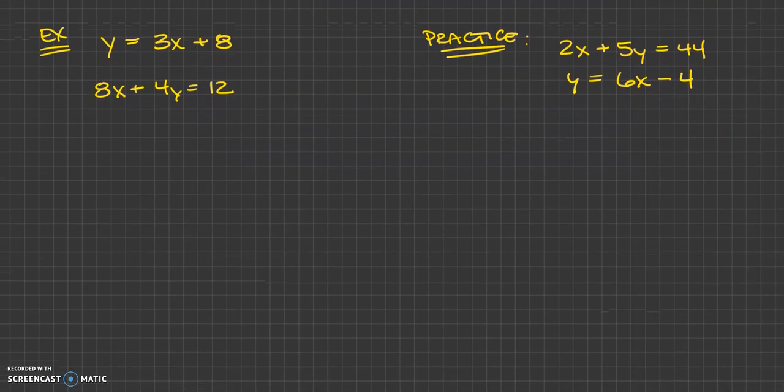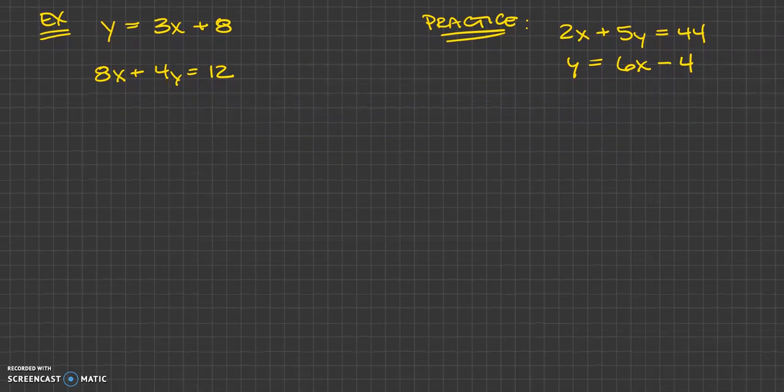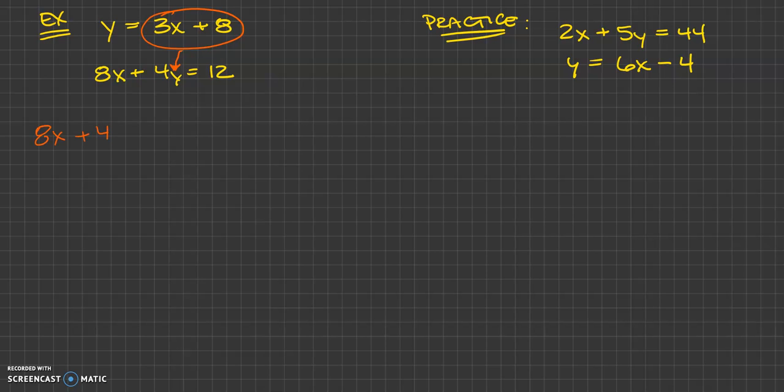All right, let's look at another example and one more practice problem. This one's a little bit more involved. You'll notice I've got y. I think the easiest way to approach this one would be, since we have y equals 3x plus 8, we're going to plug it in right there for y. And so let's rewrite this so you can see it. 8x plus 4, you have to use your parentheses here.